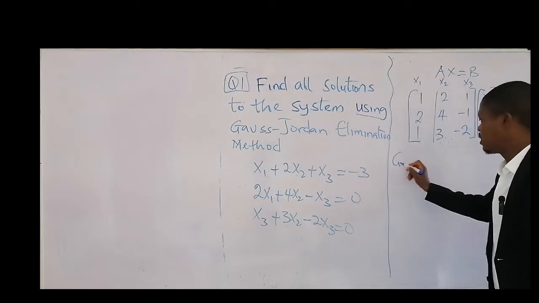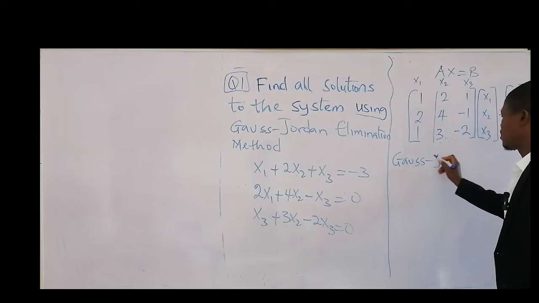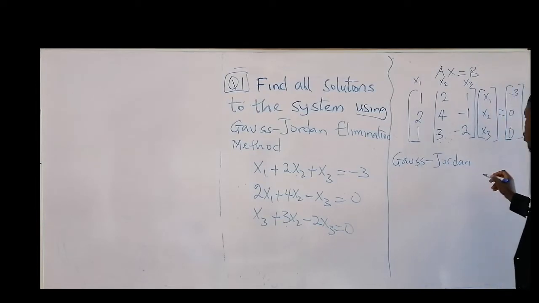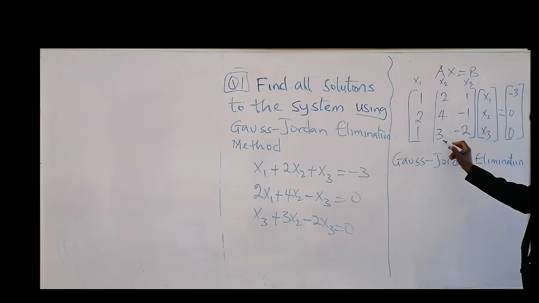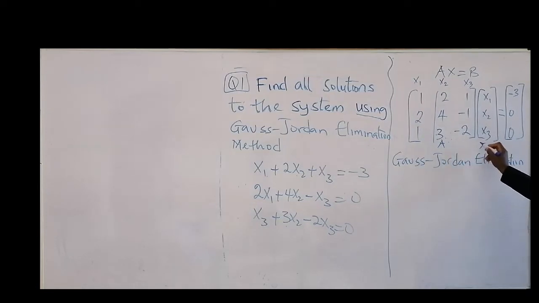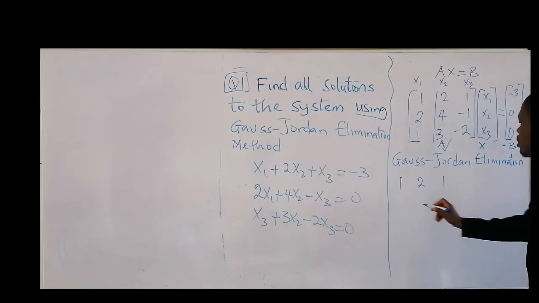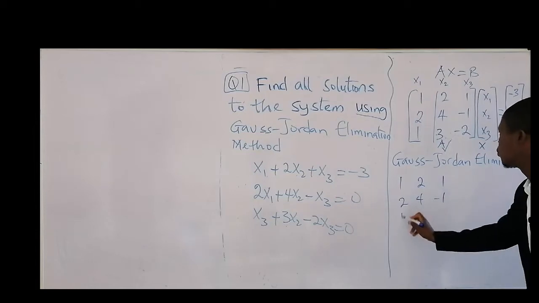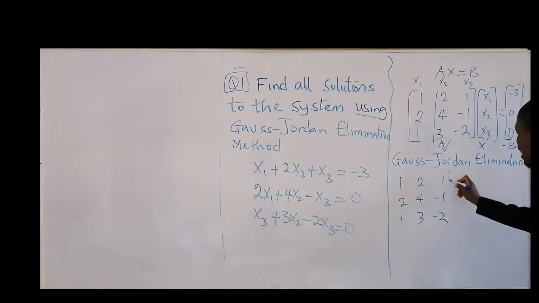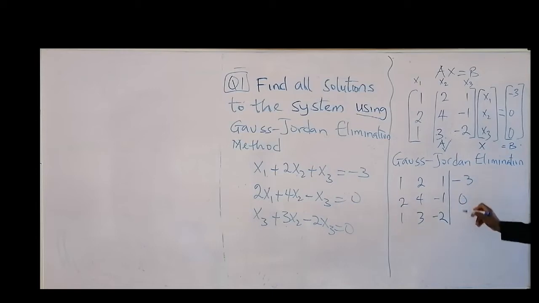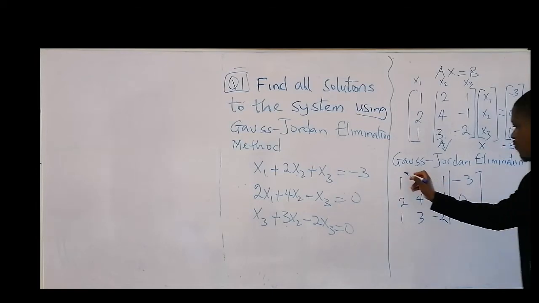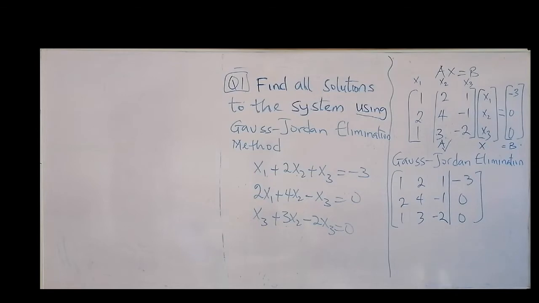We are to use the Jordan elimination method. We are going to combine. This is your matrix A, and this equals B. We are going to combine the matrix A and B together, and that will be 1, 2, 1, 2, 4, minus 1, 1, 3, minus 2. Then you put a line, and then you write your equal values: minus 3, 0, 0. So this is the method we are told to use.